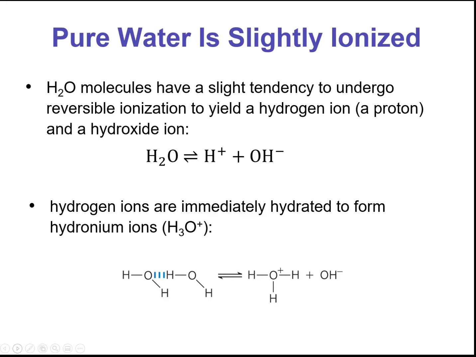So water is slightly ionized. If you have pure water, you're going to have a tiny, tiny bit of hydrogen ions and hydroxide ions. So this is the hydroxide. This is hydrogen. Those hydrogen ions are hydrated immediately. And what that means is that it's immediately attracted to another water molecule. And it forms what's called hydronium.